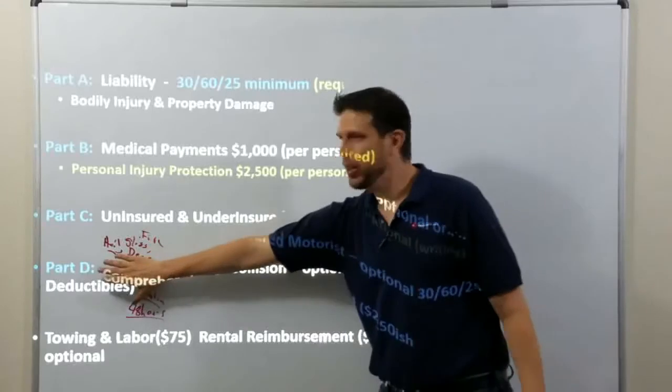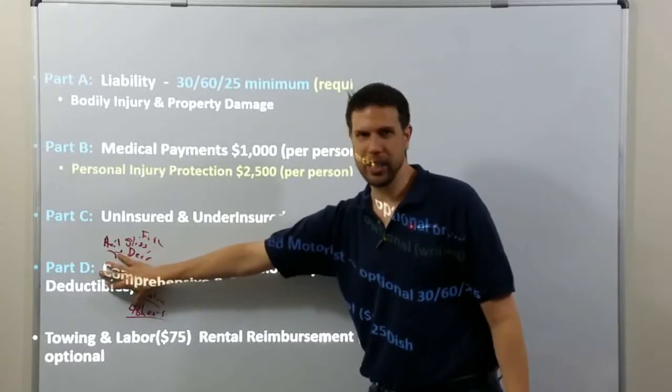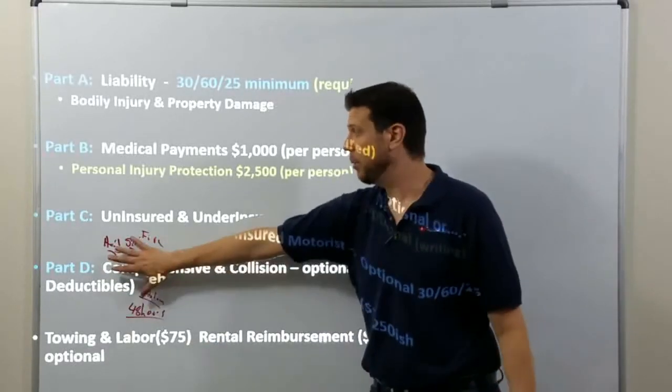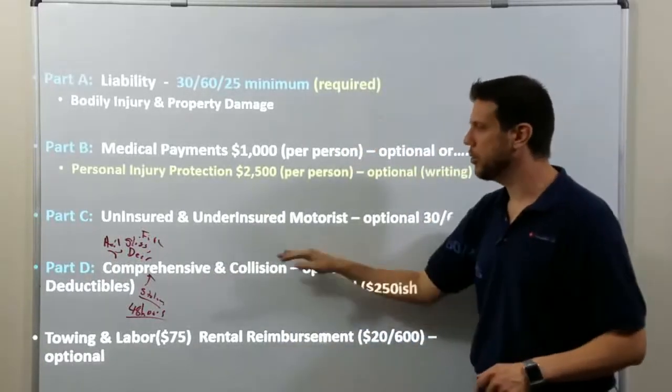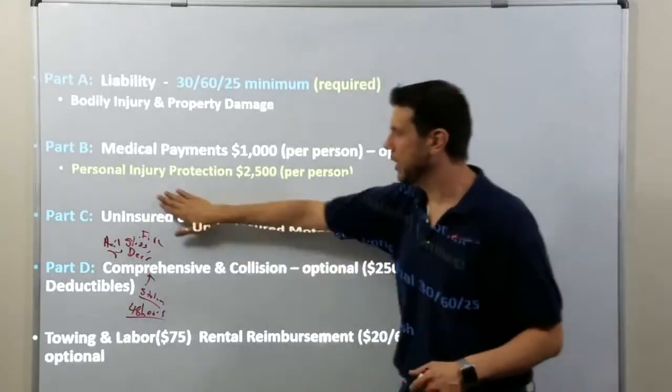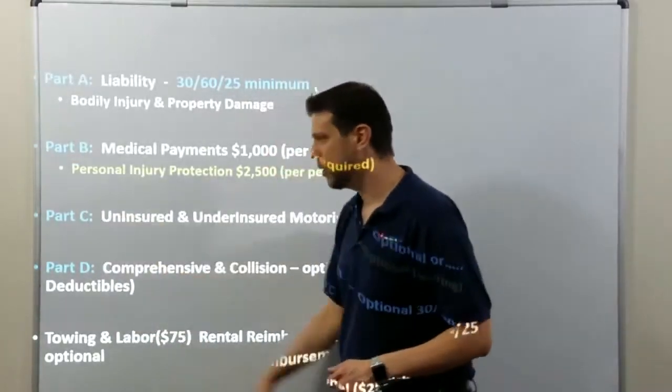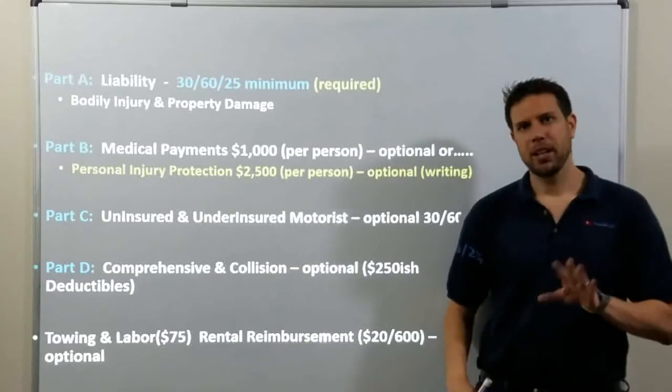As an agent, we do not have to offer comprehensive and collision, but we do. But we don't have to offer it. This is what people consider full coverage. We don't ever use the words full coverage though. I'll briefly explain to you why we don't use the words full coverage. True story, not making it up.